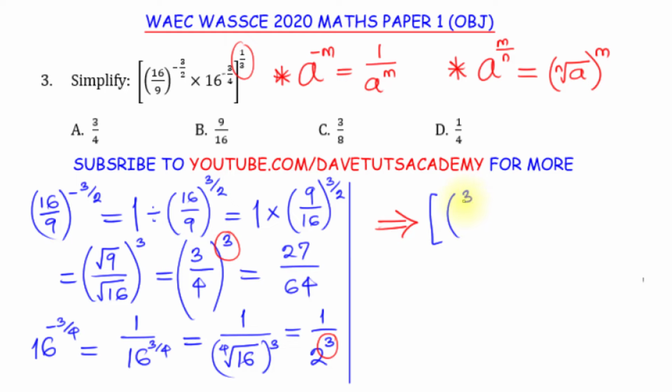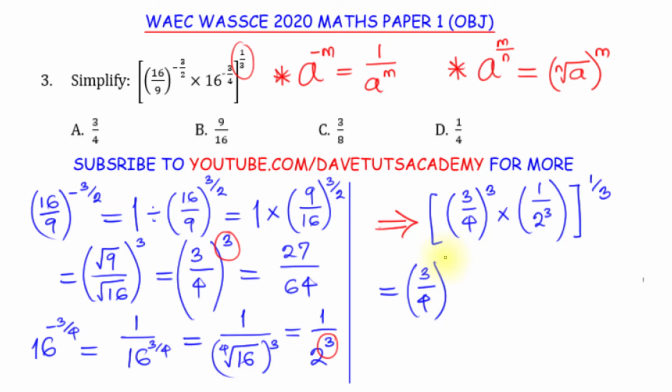I have this as 3 over 4 raised to power 3, multiplied by the second expression, which is 1 over 2 raised to power 3, then all of them are raised to power 1 over 3. Now I can factor out this power, bring it to multiply each of the entries by opening that bracket. So I will have 3 over 4 raised to power 3, but now when this 1 over 3 is coming, I can say times 1 over 3.